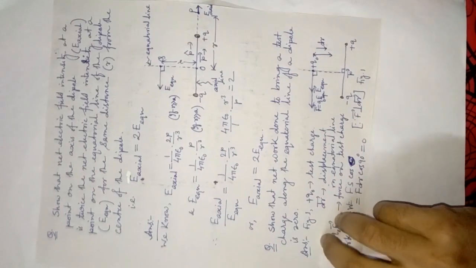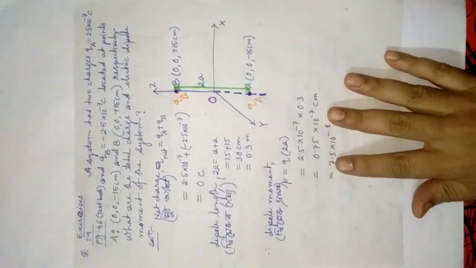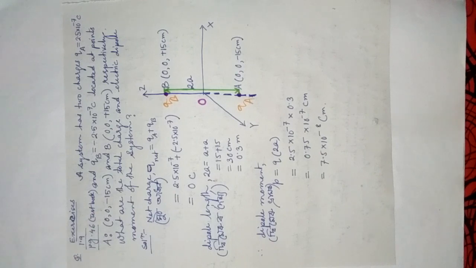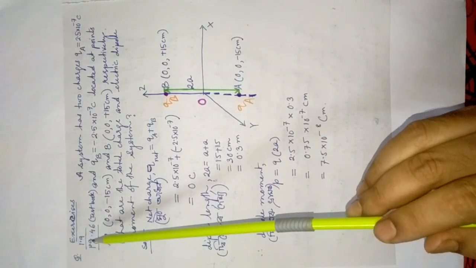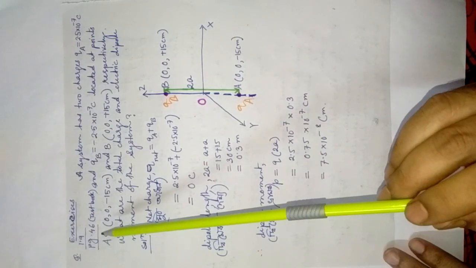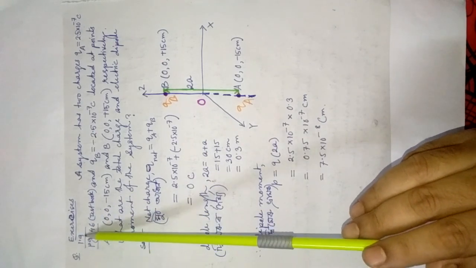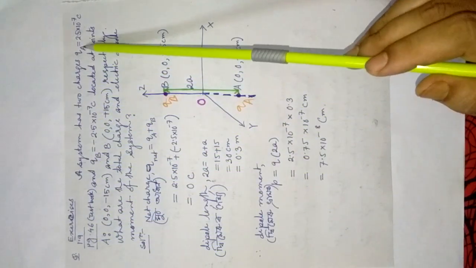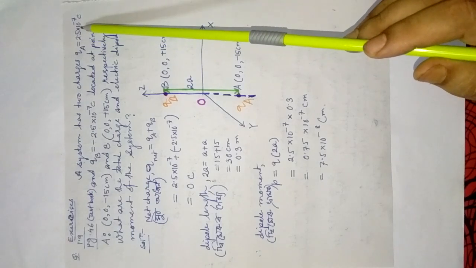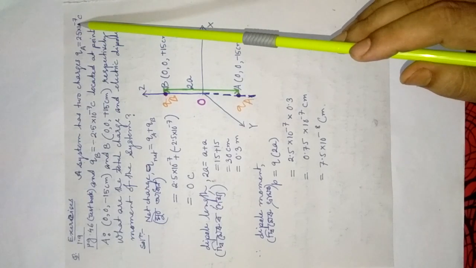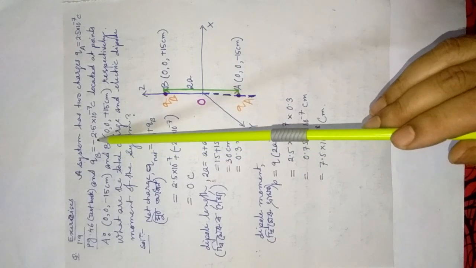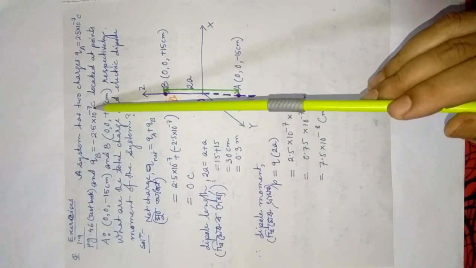We are going to discuss the next problem here. This is a numerical, and all of you will find it in the textbook, whether it is CBSE or Assam Board. You may check the exercises, page number 46, question number 1.9. A system has two charges, Q_A equal to 2.5 into 10 to the power minus 7 coulomb, a positive charge, and a negative charge, Q_B equal to minus 2.7 into 10 to the power minus 7.